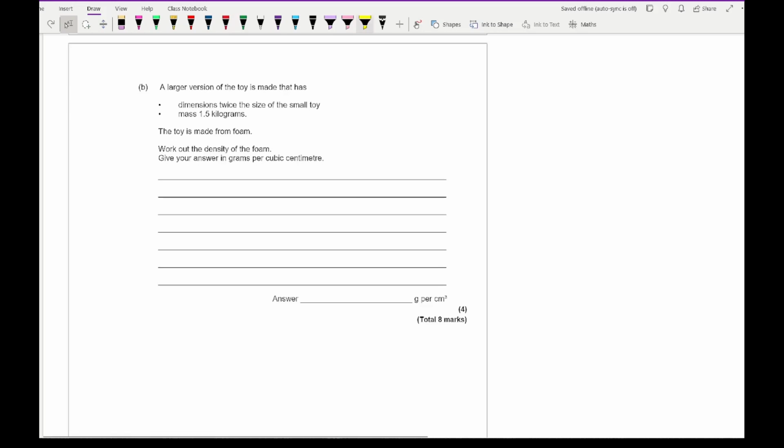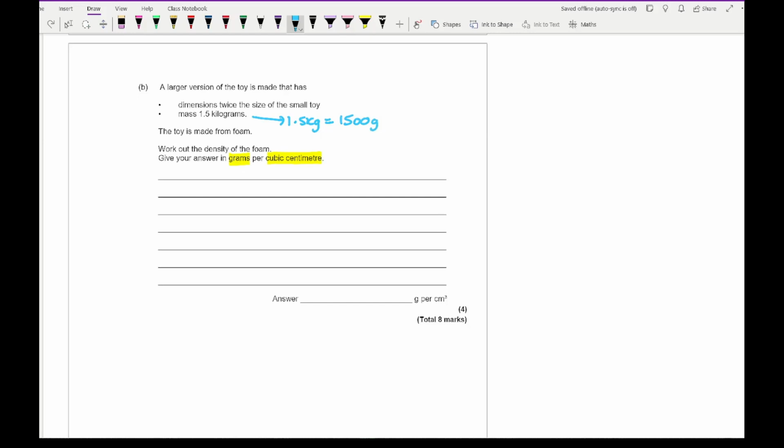Now there's a couple of things we need to be aware of, and obviously as this is a 4-mark question, it's not going to be as easy as we know. Here we want the density in grams per cubic centimeter, so the volume needs to be in cubic centimeters and the mass needs to be in grams. So let's first convert 1.5 kilograms into grams, so it's going to be 1500 grams.